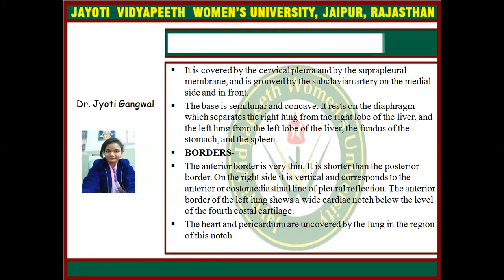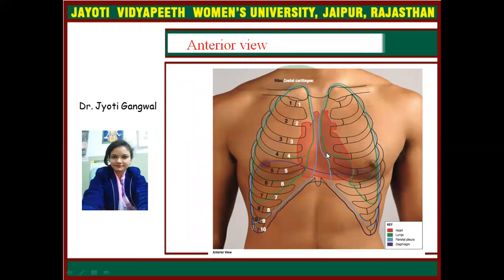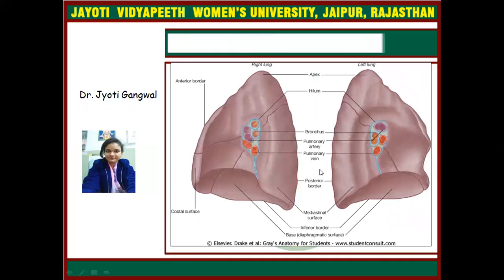The anterior border of the left lung shows a wide cardiac notch below the level of the fourth costal cartilage. The heart and pericardium are uncovered by the lung in the region of this notch.